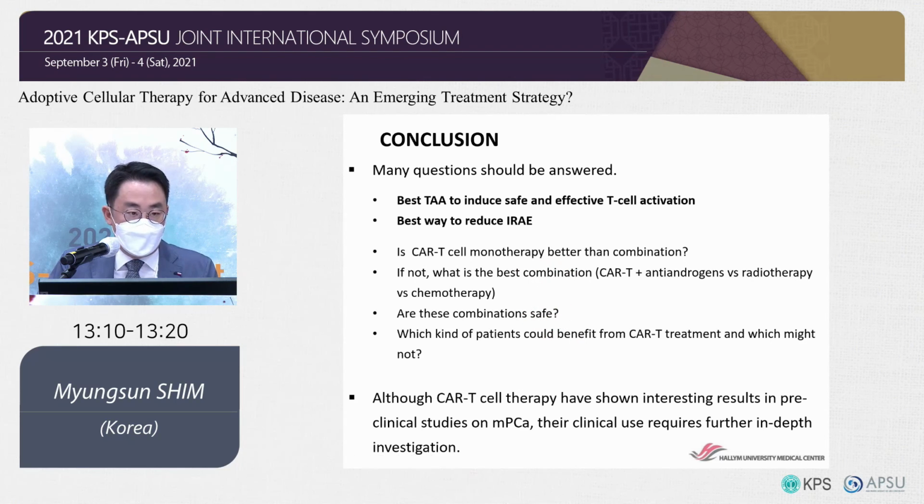So as a result, although CAR T cell therapy has shown interesting results in preclinical studies on metastatic prostate cancer, its clinical use requires further in-depth investigation.